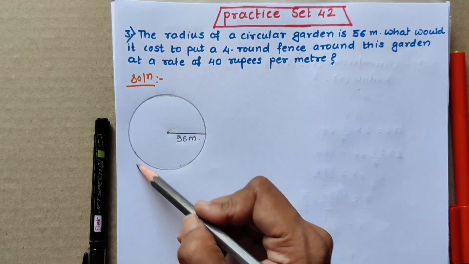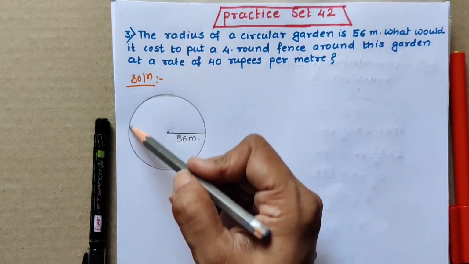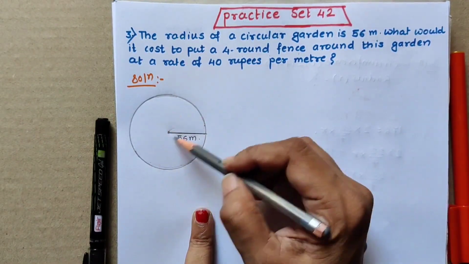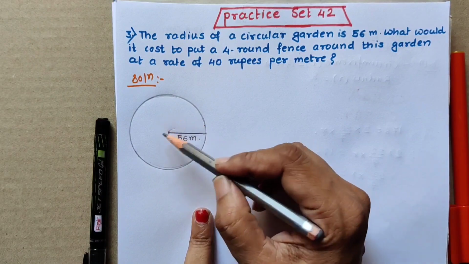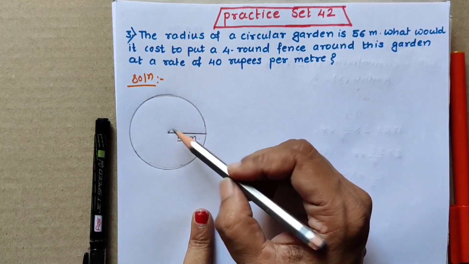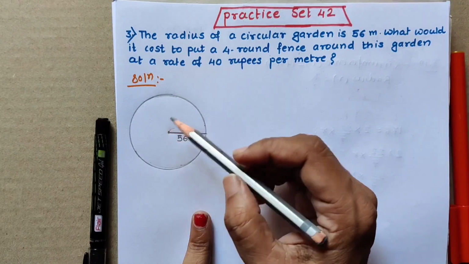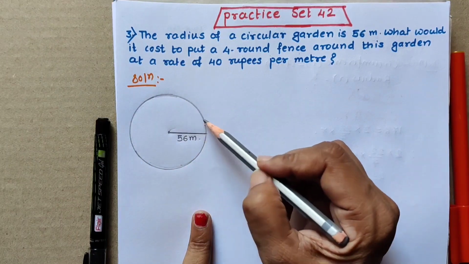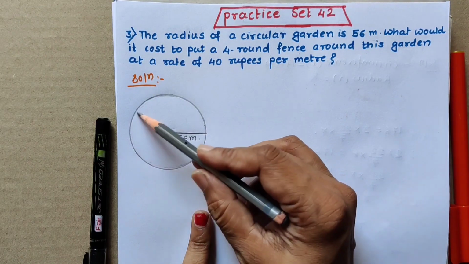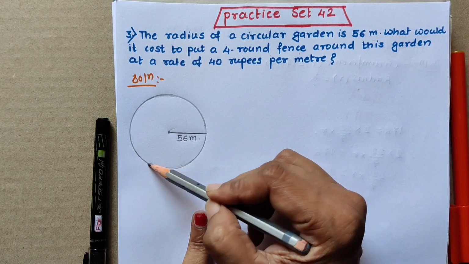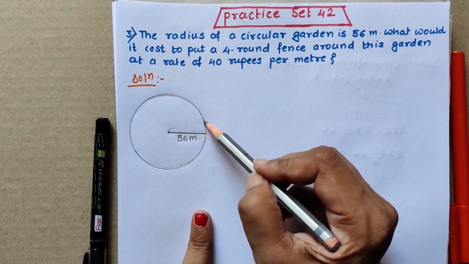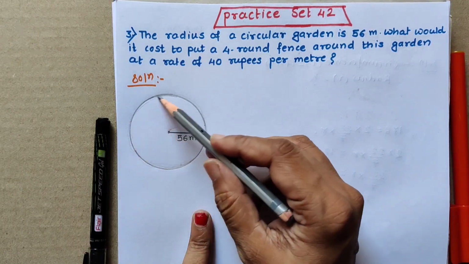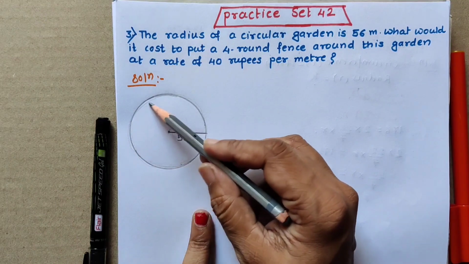There is a circular ground. As you all can see, I have drawn this circular garden, this circle. Inside there are so many trees and various slides and things which are used by kids to play. But this is the circular garden. And around this garden they want to put a fence. That means we have to first find out what is this round edge of the garden? This is known as the circumference of the garden. So first we have to find out the circumference of this garden.